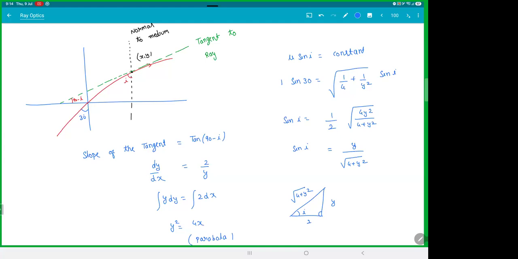But is the process clear, everyone? So the light ray is going some weird curve. So draw a tangent, find the angle of incidence, let it be I, then use this one to get the relation sine I, and then put it back. All clear with this? This is a good one.